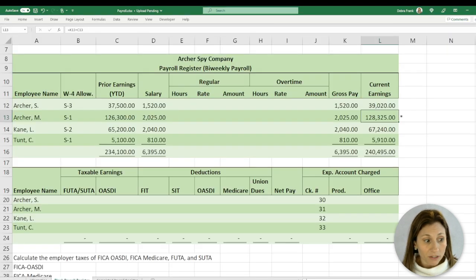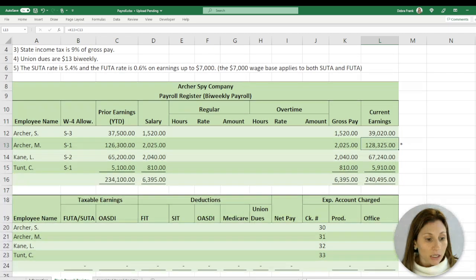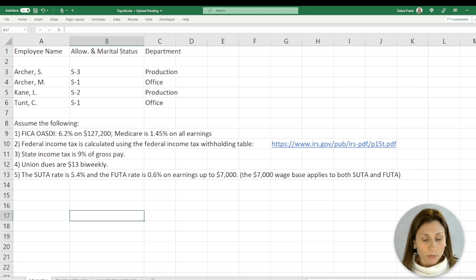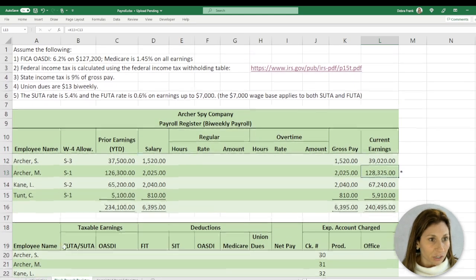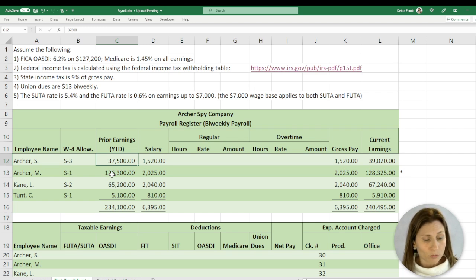So we're going to open up an Excel sheet here, which I have already built for you. We have an information tab again if you need to refer back, but I pasted it up here as well for scrolling purposes. So we can see the first part of the payroll register. We have the employees' names plugged in. We have their allowance. We have their prior earnings year to date, which is going to be provided to you in whatever problem you're doing, so what they earned up to this point, and then now we have their salary for this biweekly payroll.